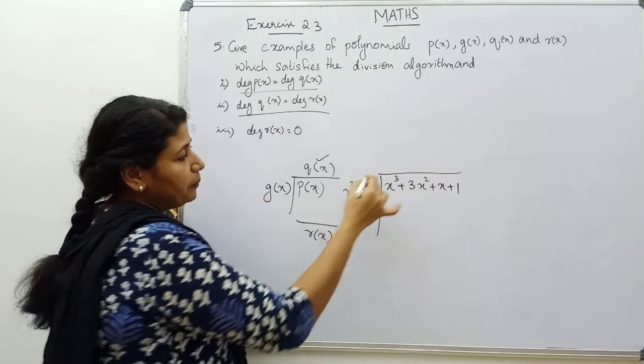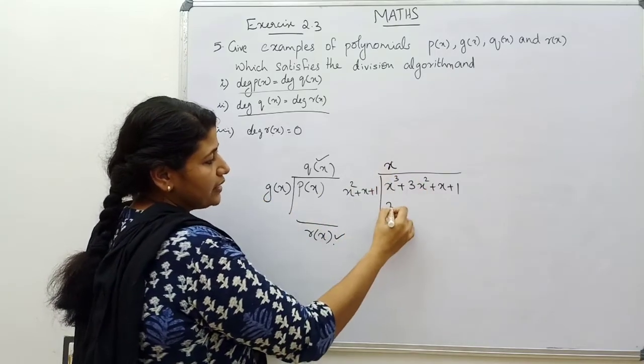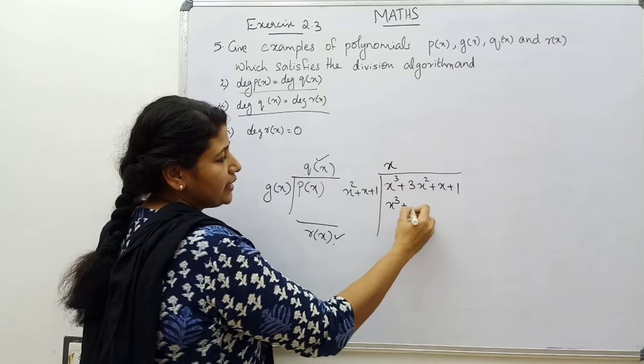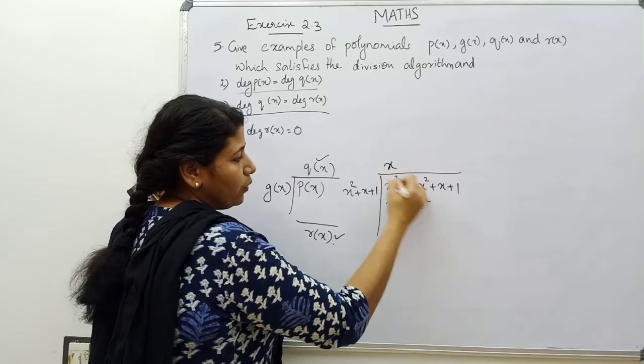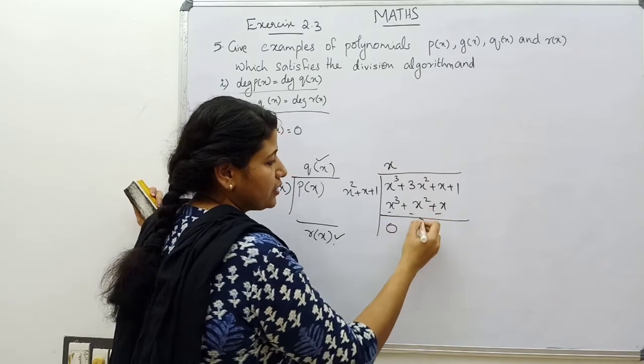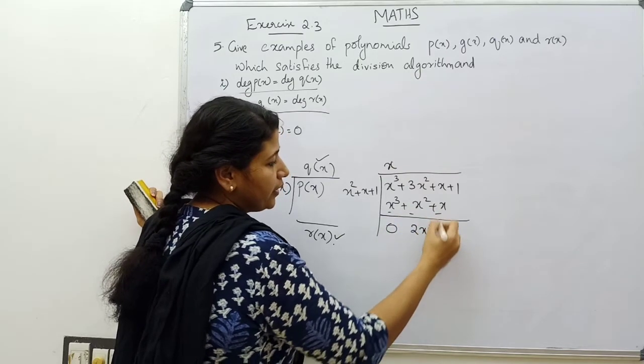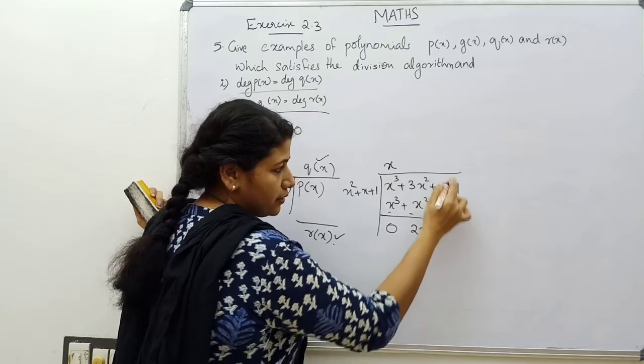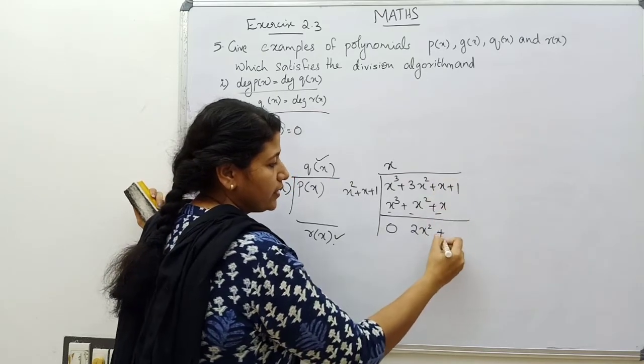You can divide. Then x into x square is x cube, x into x is x square, 1 into x is x. Subtract: 0. 3x square minus x square is 2x square. Here this will be 0, and plus 1 is here.